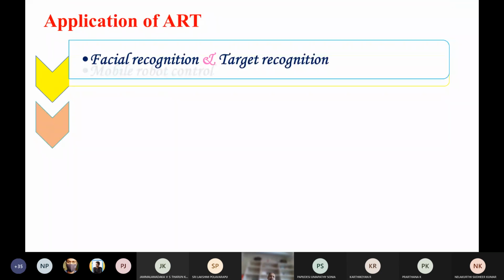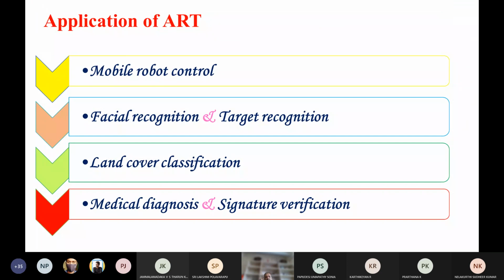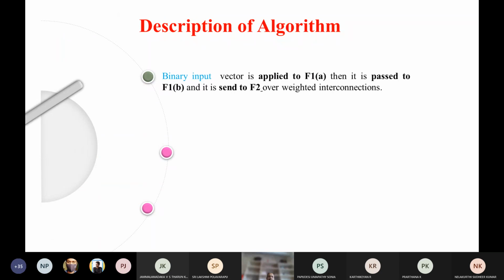So what are the applications of ART? It may be used in mobile robot control, facial recognition, target recognition and pattern recognition problems. It may be used for land cover classification in geo-information systems. It may also be used in the medical field, like medical diagnosis and signature verification.